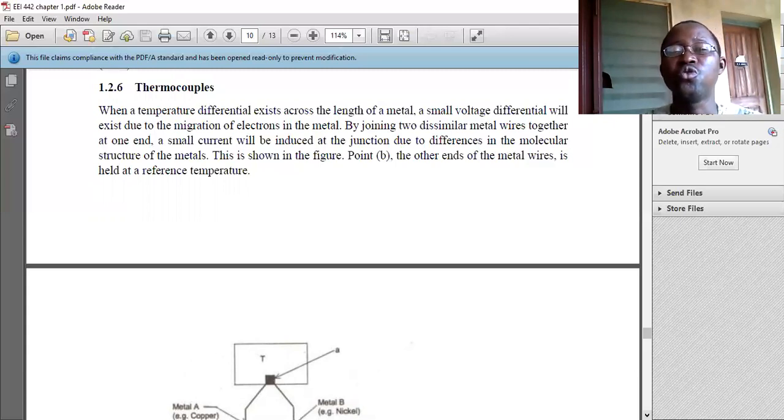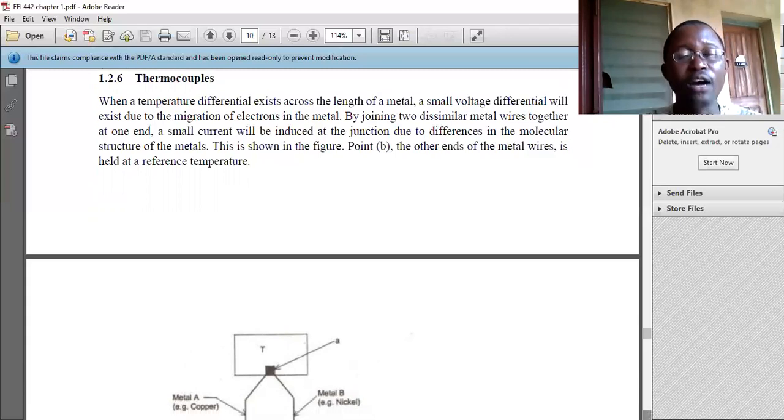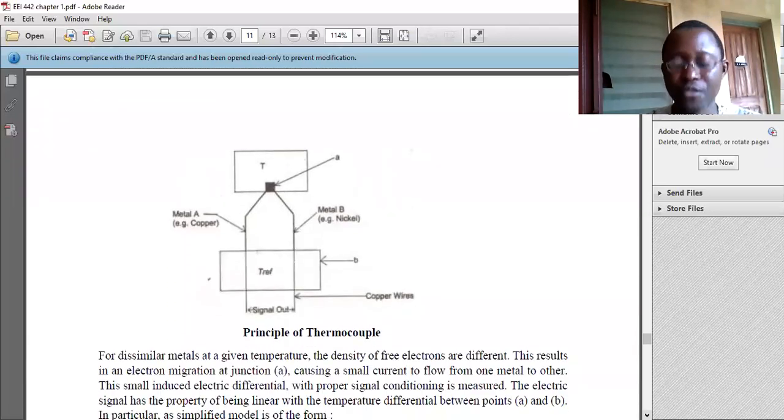And this is what is shown in the figure that we have here. It's not different from the figure that we had in EEI 431 and 311, but it's drawn in a different manner. We have a sensing junction where the two wires are joined together at temperature T. That is point A. Then we have metal A, which is copper, and metal B, which is nickel. The two of them are joined together at point A. Then we have a reference point, a temperature controlling junction, which is point B.